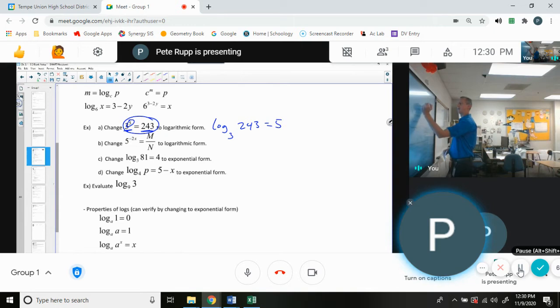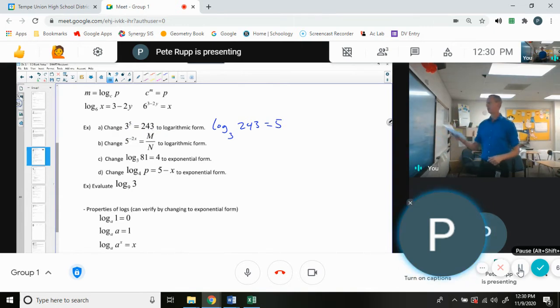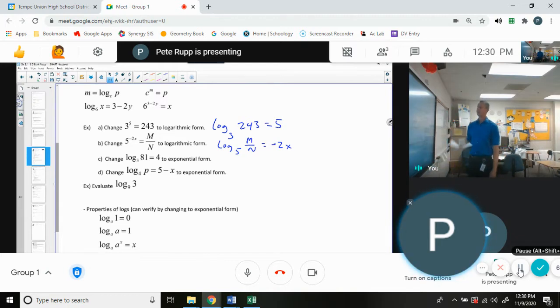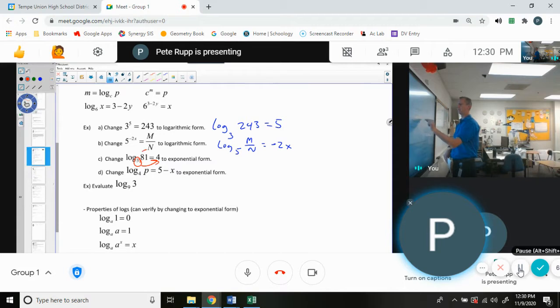Okay, so there's a lot going on in this one, but again, just to keep it kind of basic, here's your base. So it's going to be log base 5 of this side. So m over n equals the power, which is negative 2x. Okay, so again, it follows the same format. In order to change it to exponential form, I think, again, this one is much, much easier. It's the base raised to this power equals this number.